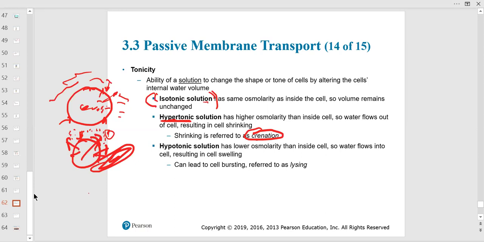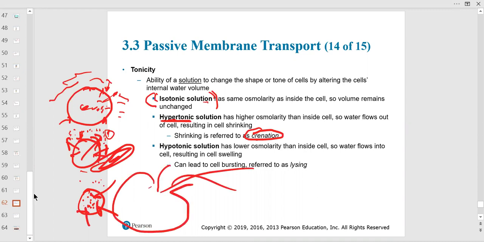Hypotonic would be the opposite, where the inside of the cell, now this is not organelles, this is salts or sugars even. You could even use sugar. So in this case, the outside of the cell is less tonic. It's more water than it is solute. That all rushes in through the membrane. Then the cell blows up and bursts and all the water comes out. And bursting is called lysing.